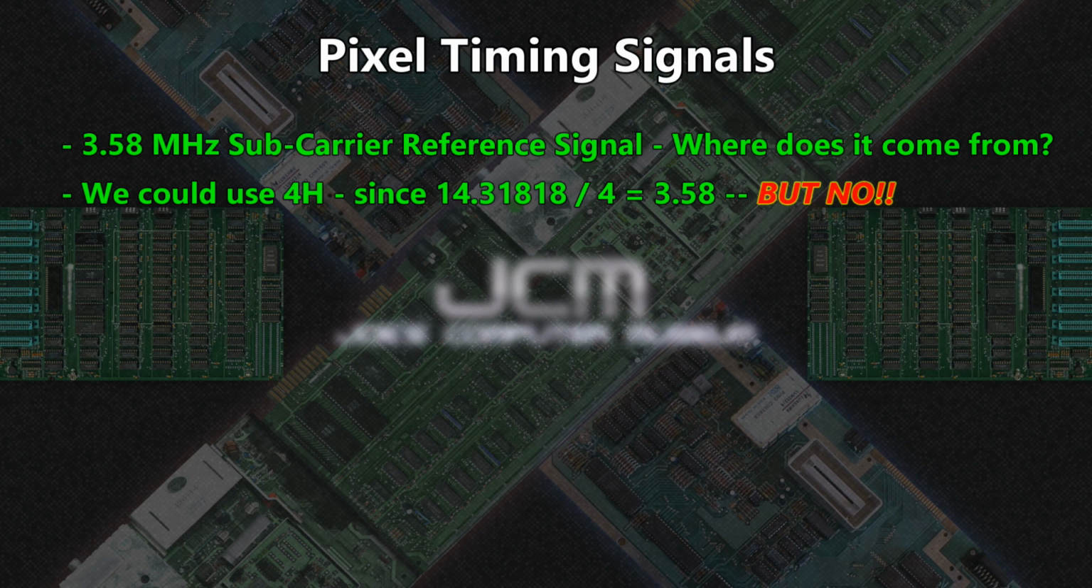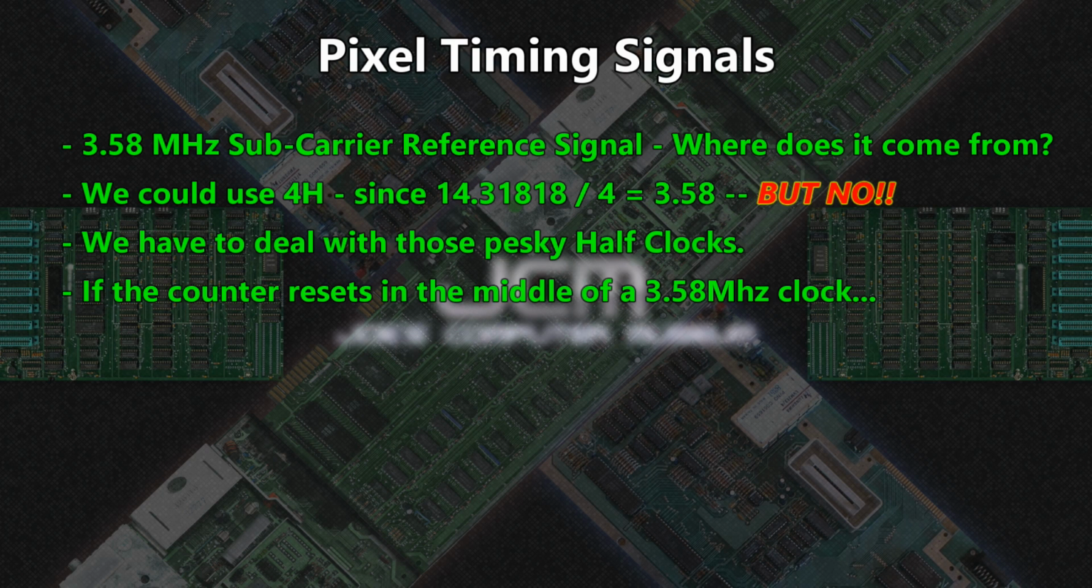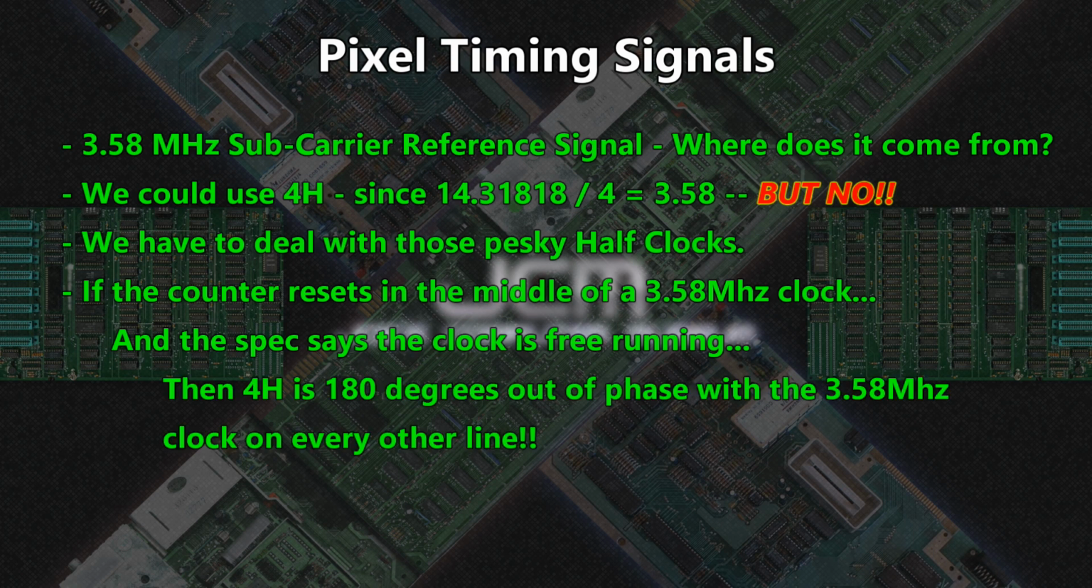If you remember back to episode 1, each line is 227 1/2 3.58 MHz clocks long. So at the end of each line, we're resetting the horizontal counter on half clock boundaries. Therefore, the counter always starts at 0, and the pin 7 output is always synchronized to the counter. Now, the spec says the 3.58 MHz clock is free running. This means that every line's color burst is 180 degrees out of phase with the previous line. If we tap off pin 7, we lose that phasing. This is a minor detail, but an important one that affects the quality of the final video output.